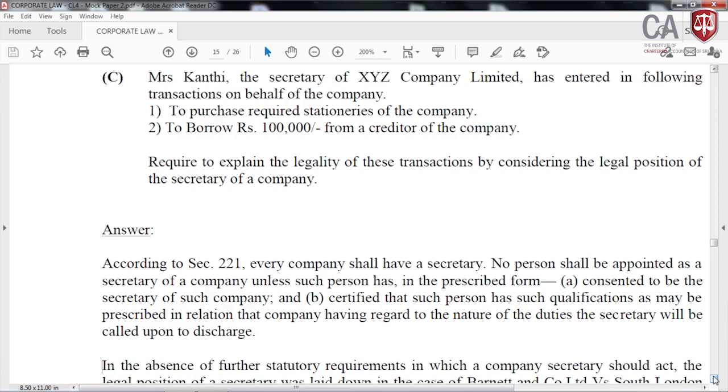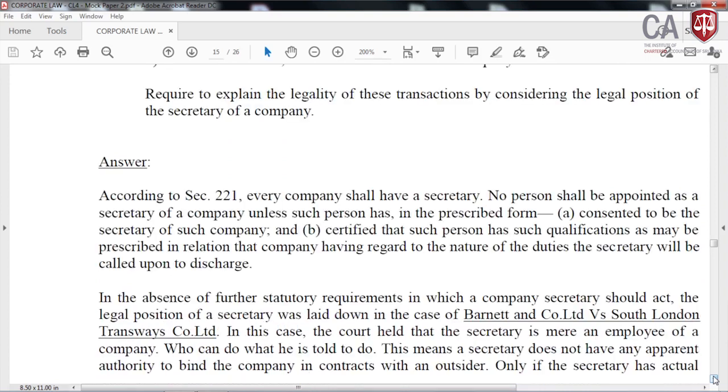So, now the question is on the legality of a secretary's action. Now, you know who is a secretary, but let us first give some clarification in our answer. Who is a secretary? Company secretary. According to section 221 of the Companies Act, every company shall have a secretary. I mean to say a company secretary.